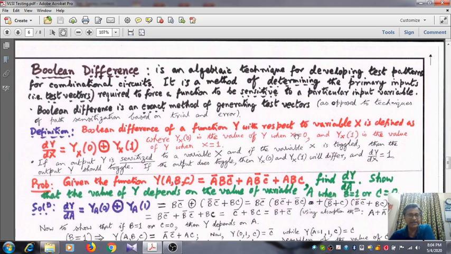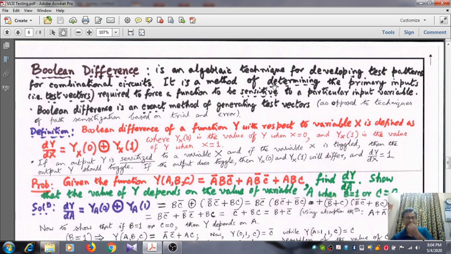For that, Boolean difference is a very important mathematical technique. It is an algebraic technique for developing test patterns for combinational circuits. It is a method of determining the primary inputs, that is the test vectors required to force a function to be sensitive to a particular input variable.